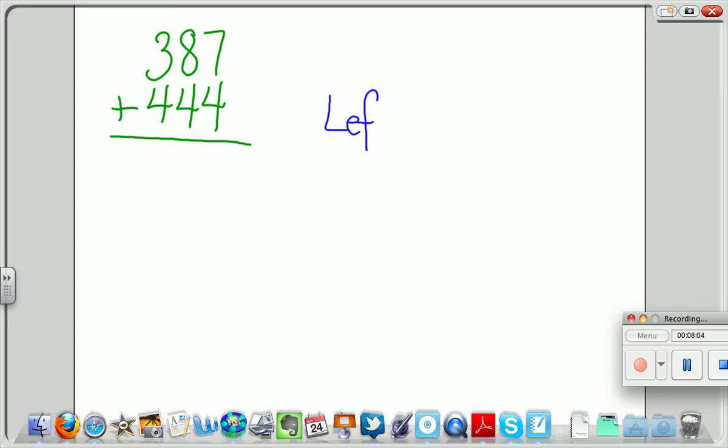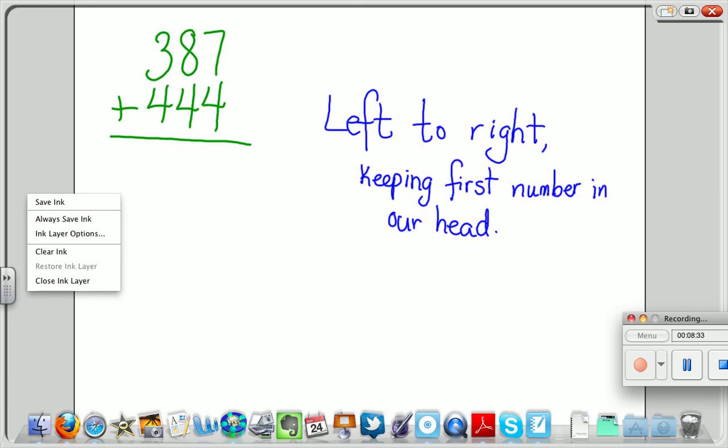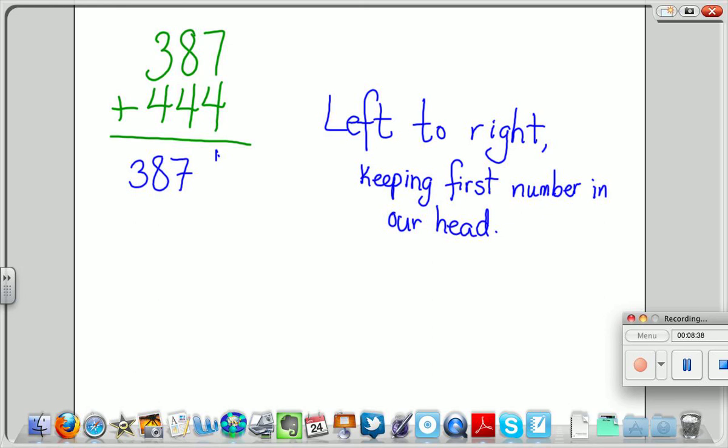However, we're not adding everything. We're going left to right, but we keep one number in our head. Left to right, keeping the first number in our head. Okay? So in this case, what is the first number? What's the first 3-digit number? 387. So I am using 387. This has got to stay in my head. This is my friend now.